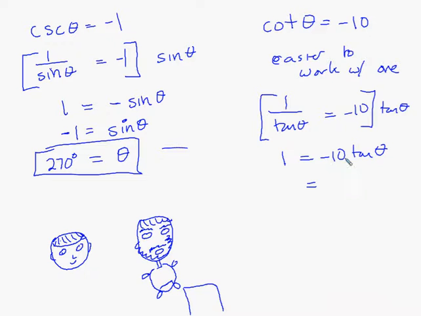Was that big? Yeah. And we divide. What do we do next? Divide by negative 10.